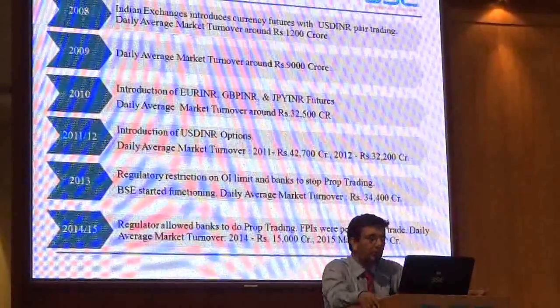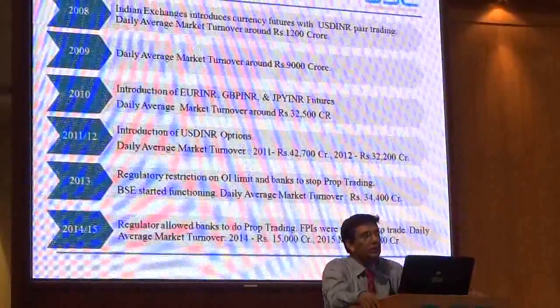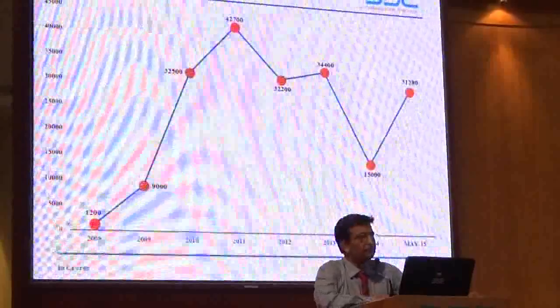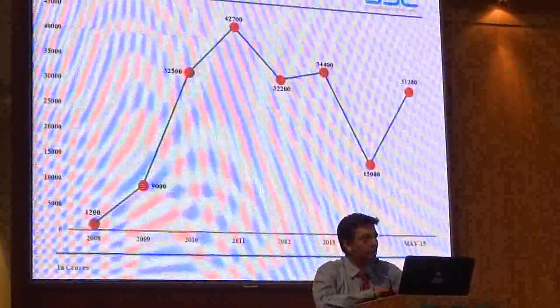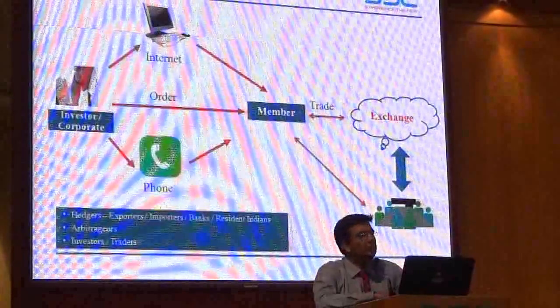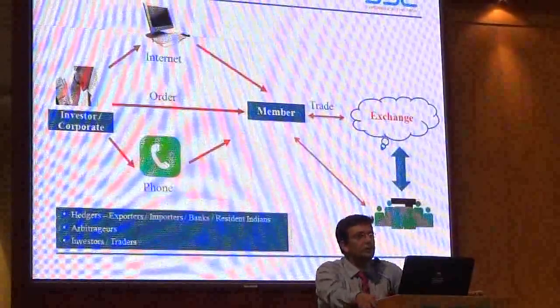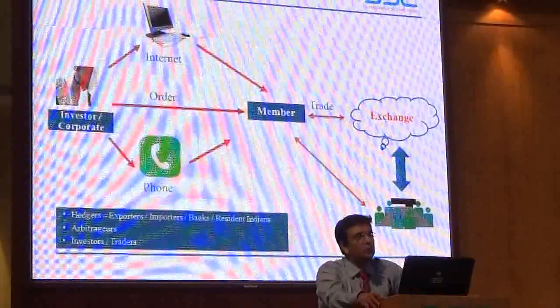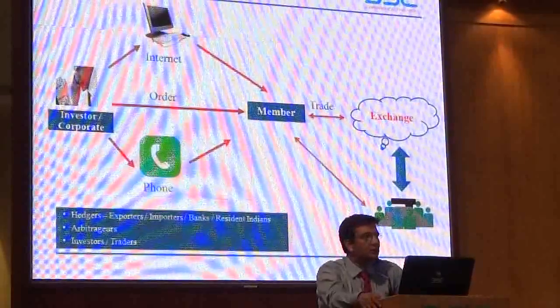will talk about later. So as of now, we are doing around 31,000 crores on a daily basis, that I am talking about the market share. You can see the market growing. Around $5 to $6 billion we are doing on a daily basis. The market structure is the same as the equity derivatives. There is as such no change in the market structure.